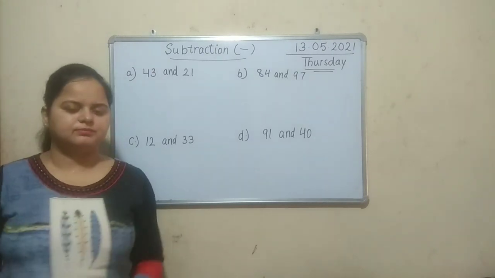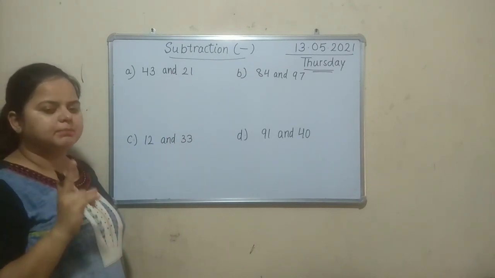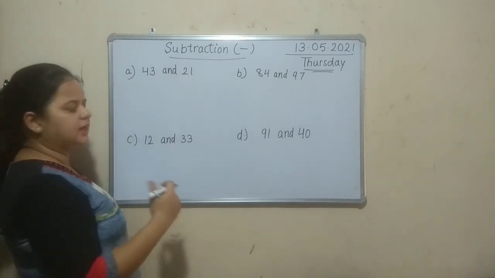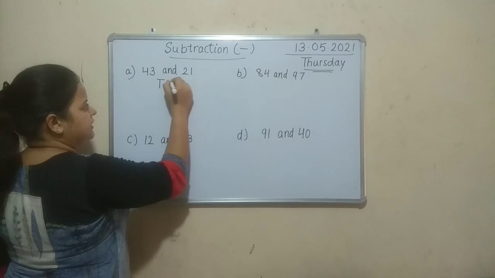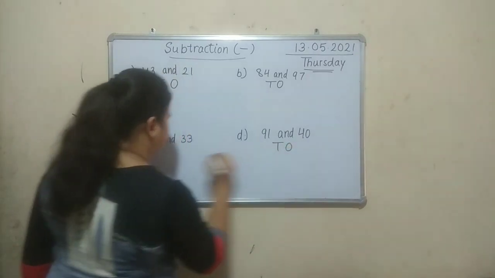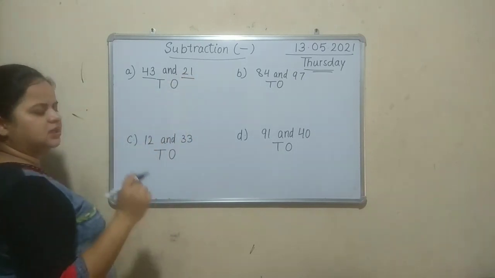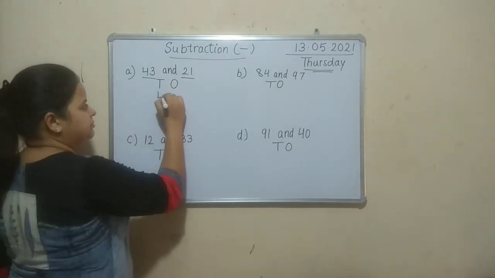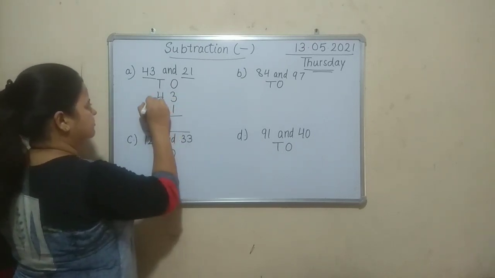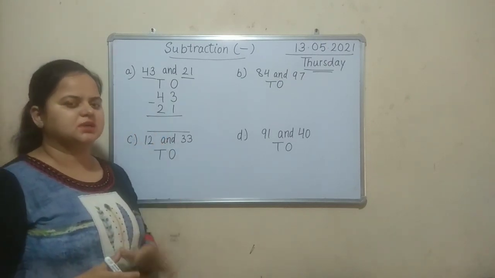Let's do these sums now. Okay, the first sum is 43 and 21. We have to write the bigger number on top and the smaller number below it. First of all, we will write tens and ones. Which is bigger from these two numbers, 43 and 21? 43 is bigger, so we will write 43 here and 21 below that. Now we will do the subtraction. Always make a sign of subtraction here, okay?